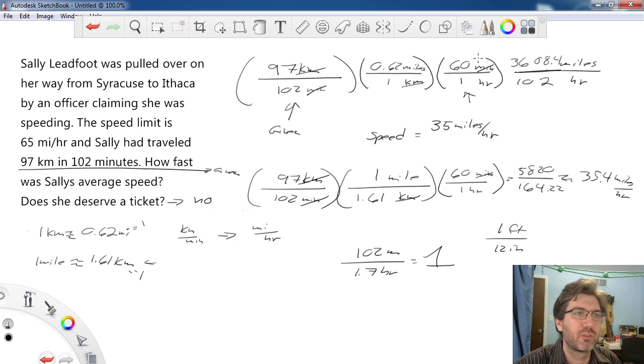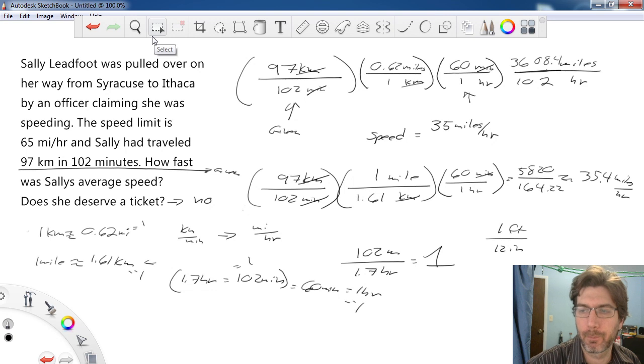Your time conversion factor you just used was 1.7 hours is equal to 102 minutes, which you probably had to do some math to figure out. You probably didn't know 1.7 hours is equal to 102 minutes off the top of your head. But this here is the same thing as 60 minutes equals 1 hour, because this equals 1 and this equals 1. That's the whole point of the conversion factors.